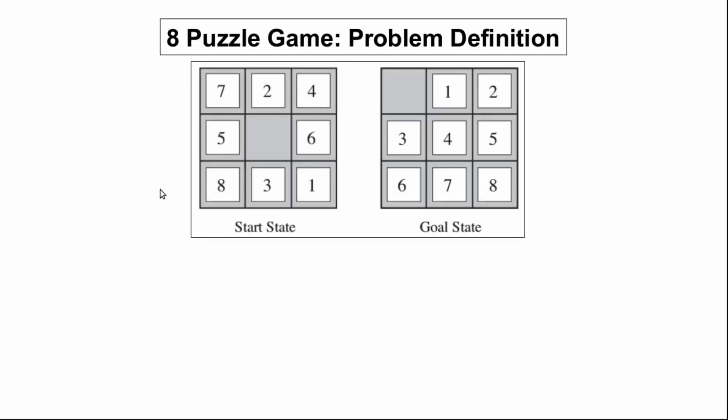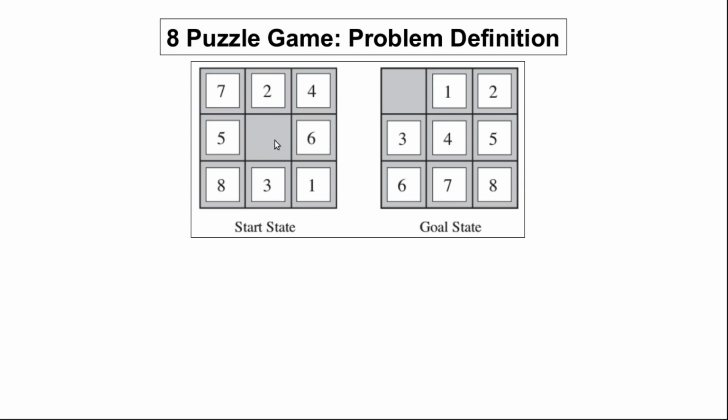Similarly, again we have the 8 puzzle game. Many of you may have played this game. So what we have here is a 3 by 3 square, and then we have these tiles 1, 2, 3, 4 up to 8. So 8 tiles, and then we have an empty tile. So now we can move this tile to the left, or we can move this tile 5 to the right. We can move this tile 2 downward, or we can move this tile 3 upward.